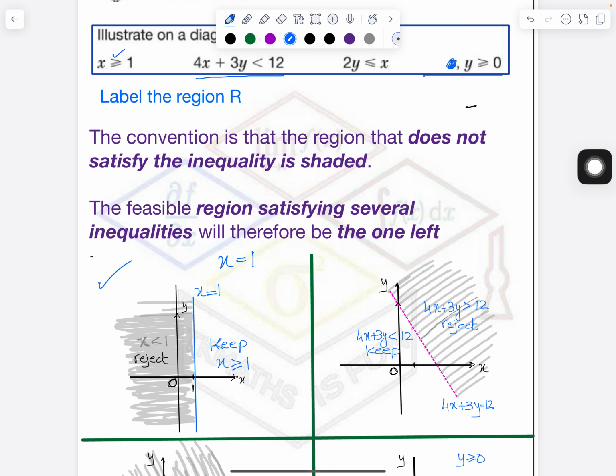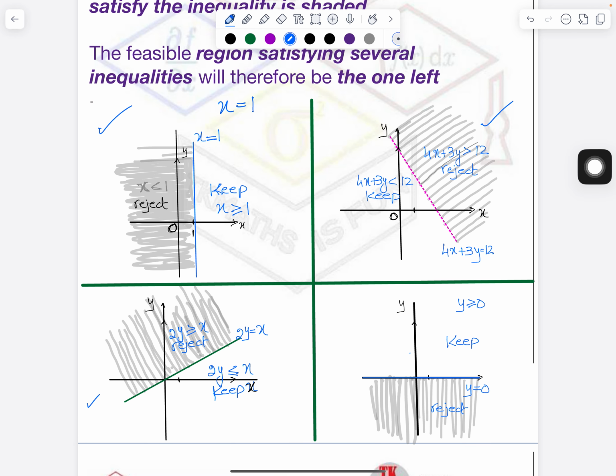Similarly, when you're plotting this line, what you should have in your mind is 4x plus 3y equals to 12. So you will draw this line and then it is less than, so you need a region which is below. So you will shade the above region like I have shaded here. In this case, I will draw the line 2y equals to x. And after that, you will shade the above region because you have to keep the less than and equals to region. This one you have to keep.